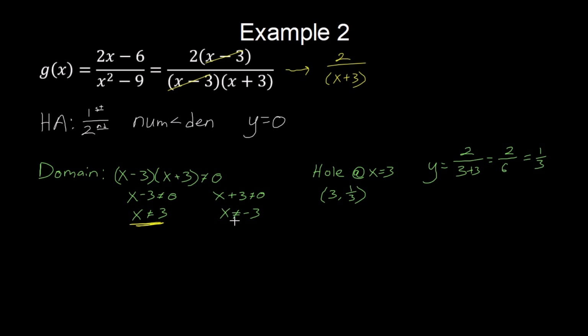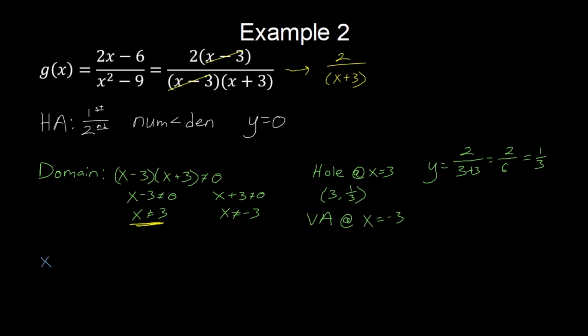Now that does mean one of our other restrictions did not cancel out, which tells us we've got a vertical asymptote at that location, at x equals negative 3. So that is a vertical asymptote because it didn't cancel out. It was a restriction in the beginning, it was a restriction at the end, which means it's that vertical asymptote.